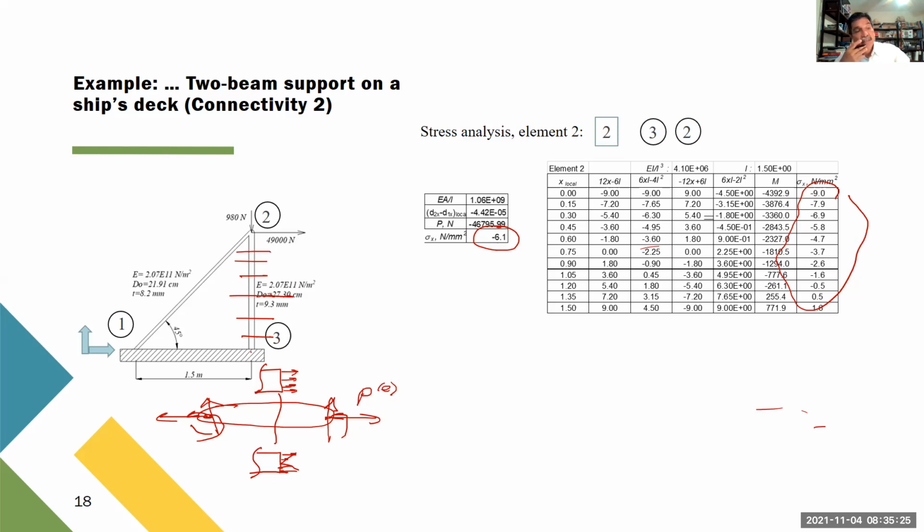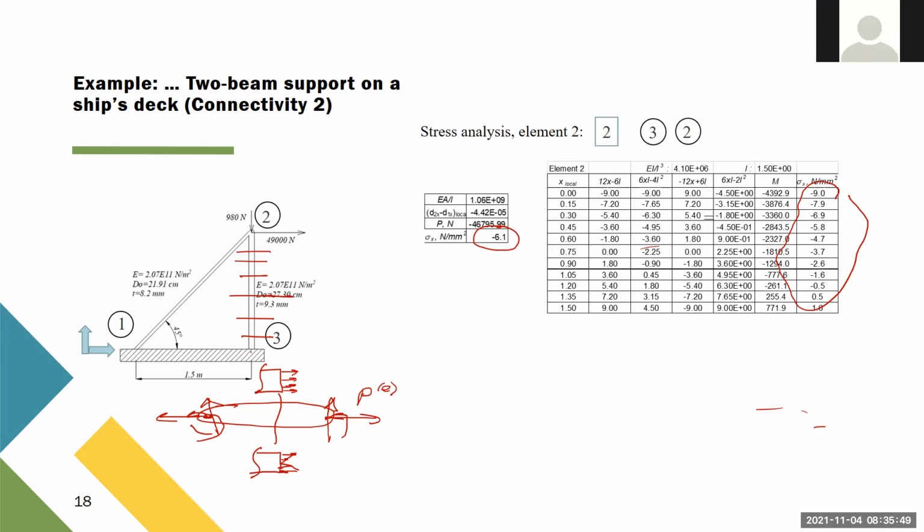And in some cases, by inspection, you can recognize what elements are working in tension or in aligned force, and what elements are working as beams, right? Bars or beams. But in general, you have to do the calculation and then conclude which one is which.